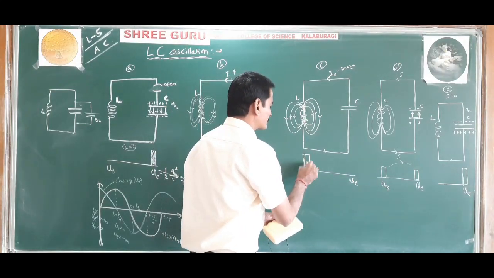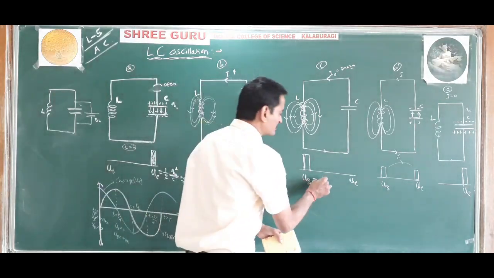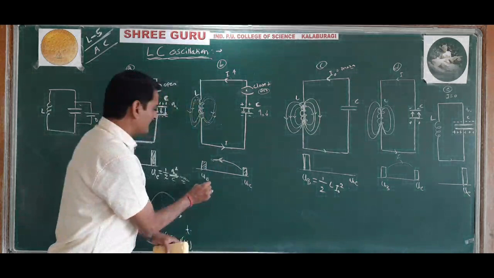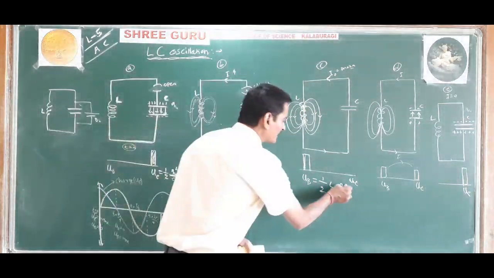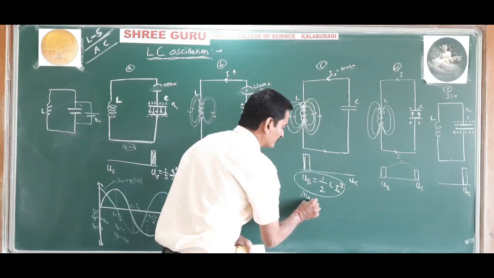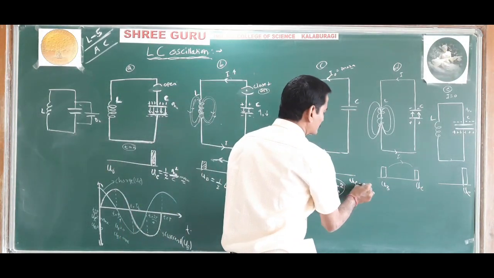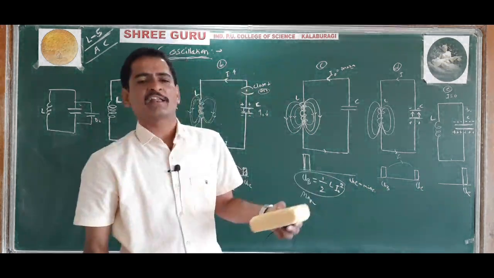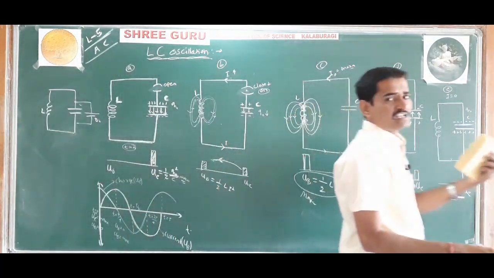At that condition the magnetic energy becomes maximum, given by 1 by 2 L I naught square. Here the magnetic energy is 1 by 2 L I square, and it becomes maximum. This happens when the electrical energy becomes minimum, because the capacitor is completely discharged.